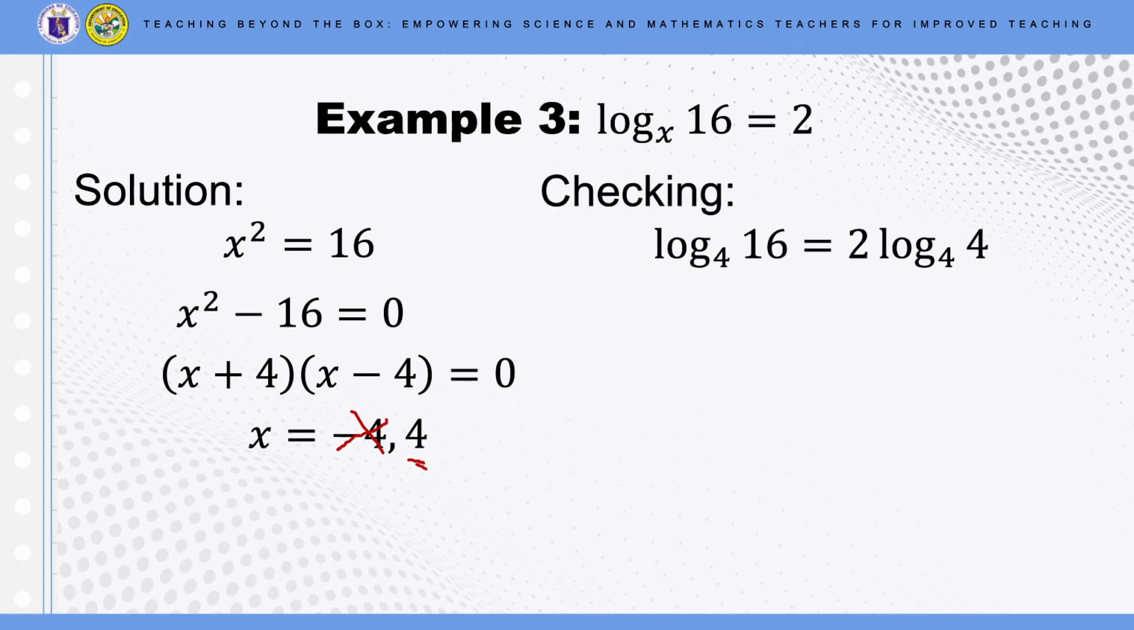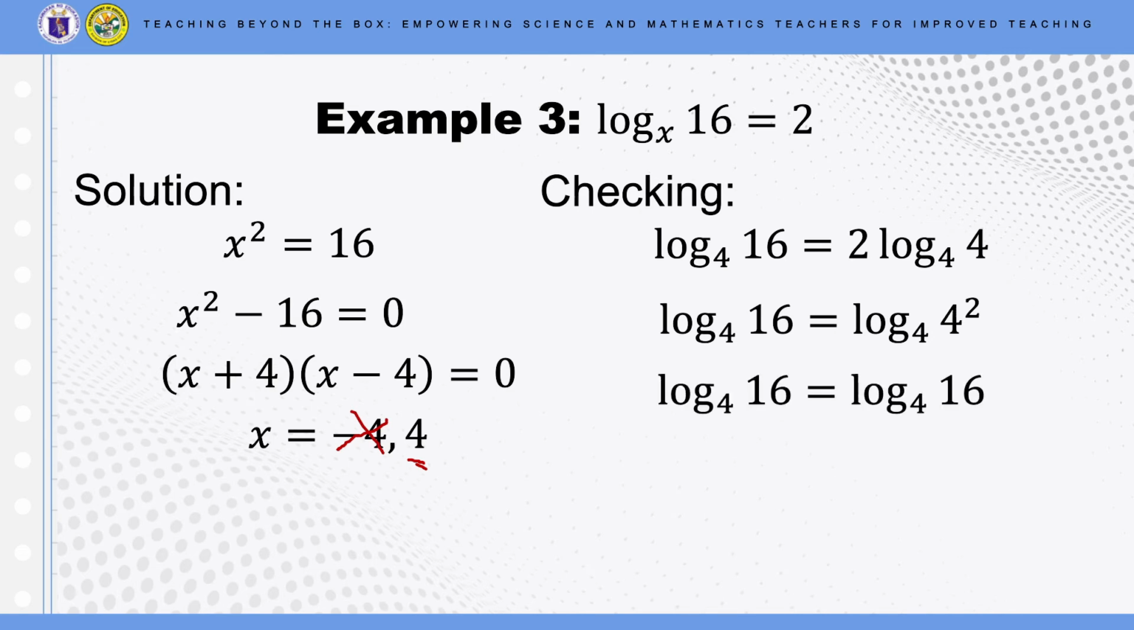To check, we have the logarithm of 16 base 4 equals 2 times the logarithm of 4 base 4, by changing the right side of the equation to the logarithm with base 4. Simplifying, as observed, the left side and the right side are equal. Hence, we can say that 4 is a solution.